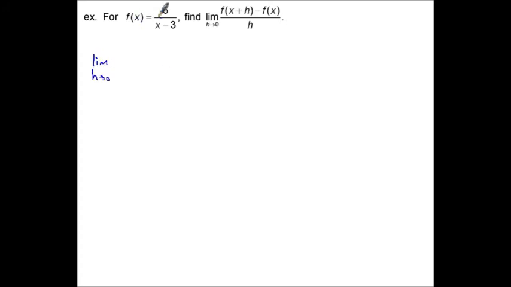Okay, again, f of x is this guy, so if I'm doing x plus h, it becomes 6 over, there's an x, so I put x plus h instead, and I've still got the minus 3. Alright, now again, this is part of my numerator, which is going to get a little messy, but here it is. Now minus the original f of x, which is 6 over x minus 3.